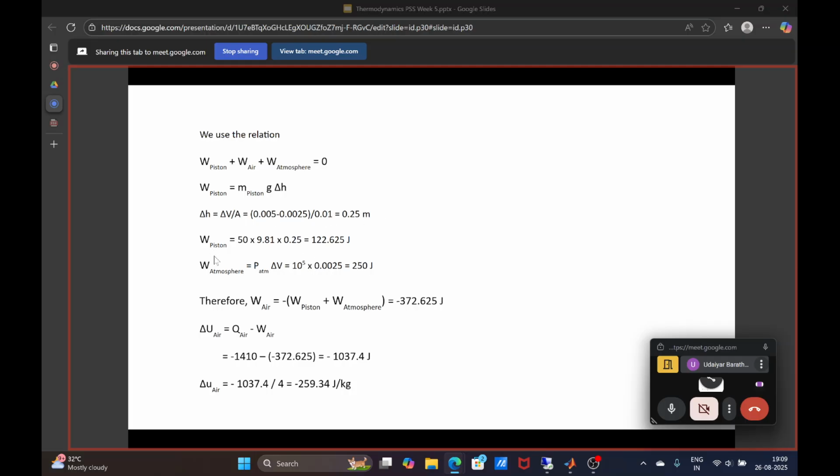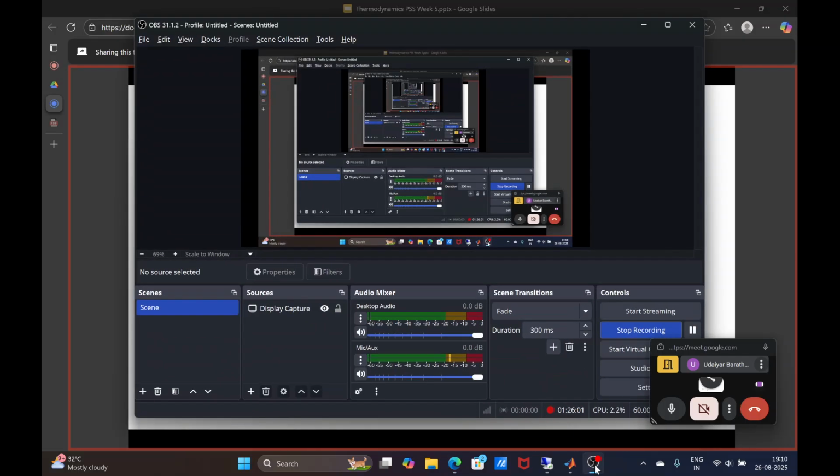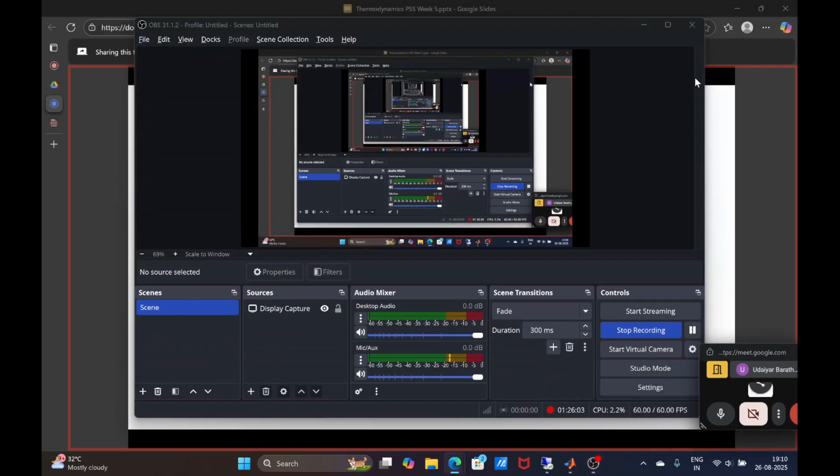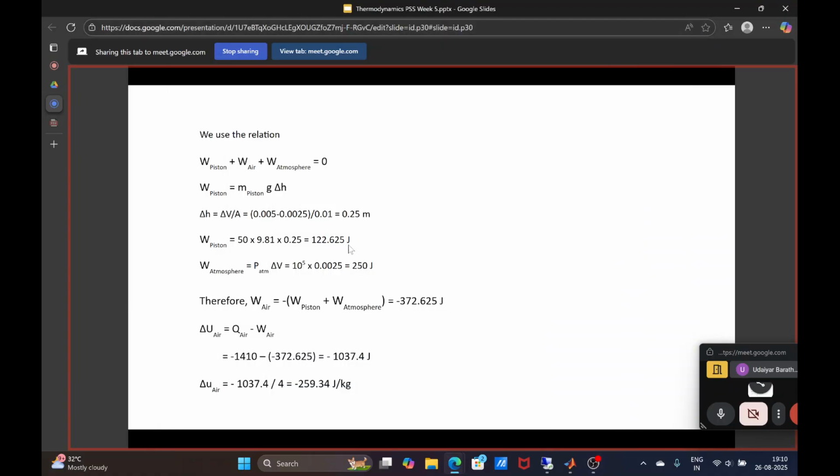And then the work done by piston is 50 into 9.81 into 0.25, which gives you 122.625 joules. So that is the piston work. Then the atmospheric work is the pressure exerted by the atmosphere.